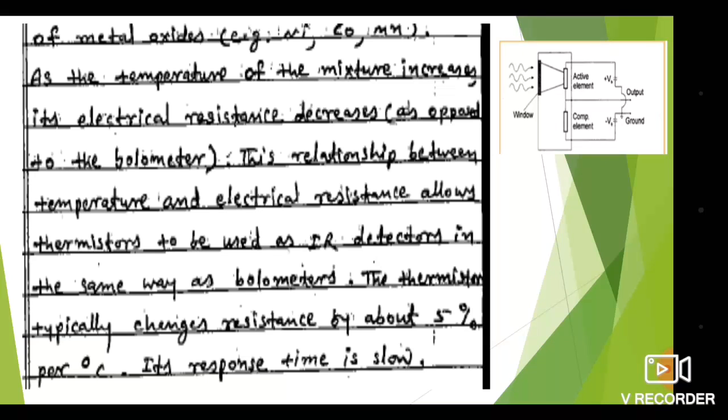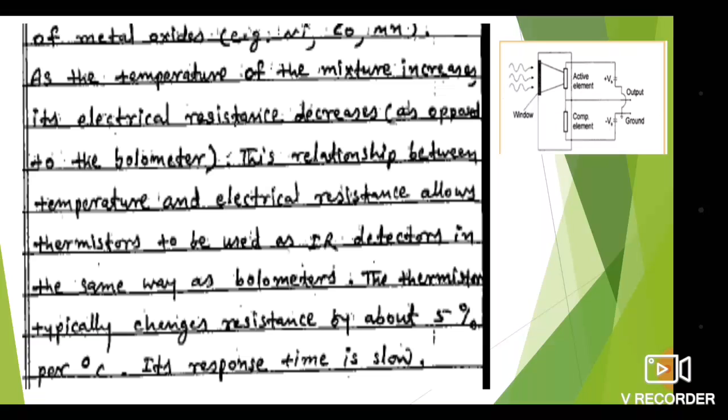Thermistor is made up from a mixture of oxides, that is metal oxides of nickel, cobalt, manganese. As the temperature of the mixture increases, its electrical resistance decreases. It is opposite to the bolometer. In a bolometer, there is a rise in temperature, and a 0.4% increase in the resistance. So temperature is directly proportional to the resistance there, but here the temperature is inversely proportional to resistance. If you raise the temperature of the mixture, then electrical resistance decreases.